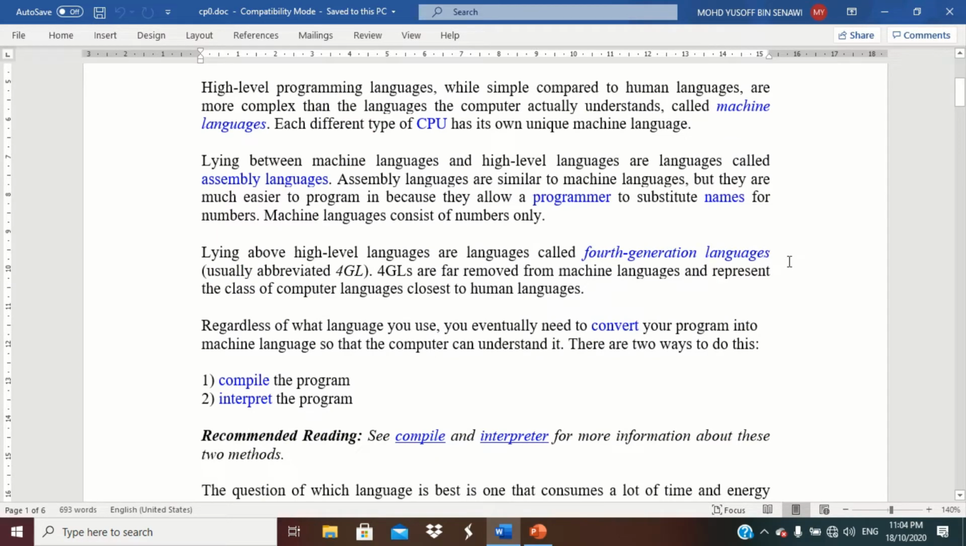Above the high-level language, we also have what's known as the fourth generation language, 4GLs. These languages are the closest yet to the spoken language.